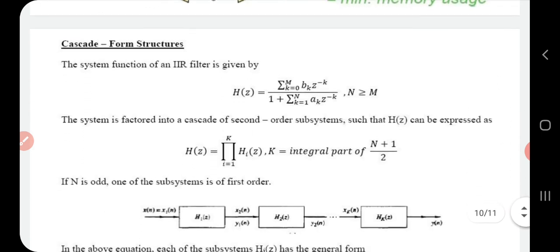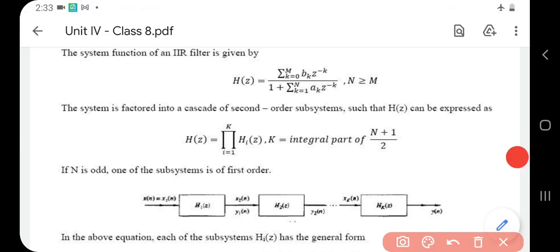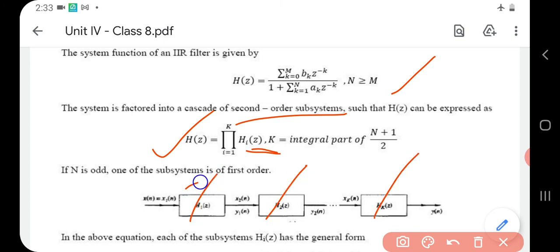Now the last one is the cascade form structure, and again it is represented by the same equation, whereas here the system is factored into a cascade of second order subsystems, such that in this case H(z) is represented like this. It is divided into a lot of subsystems or small units. That is why it is represented by H_i(z), where i can be 1 to infinity. Now if n is odd, one of the subsystems will be of first order. See, these are all subsystems: subsystem 1, subsystem 2, subsystem 3. All these are connected in series to form the cascade structure.